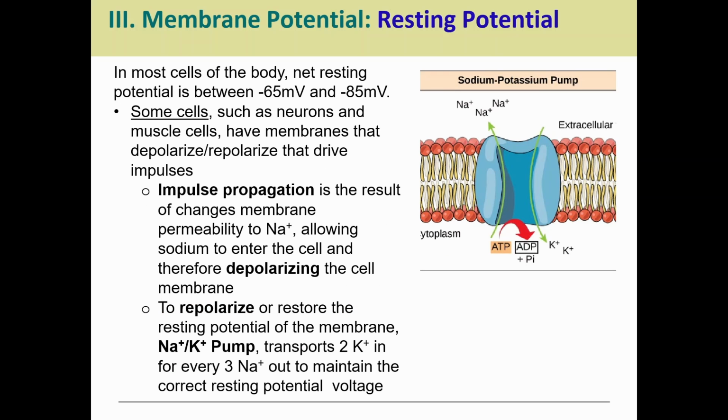So like I said, we said the negative 70. Most cells are going to be somewhere around that negative 70, negative 65 to negative 85. So we're usually within that range. That would be homeostasis, right?